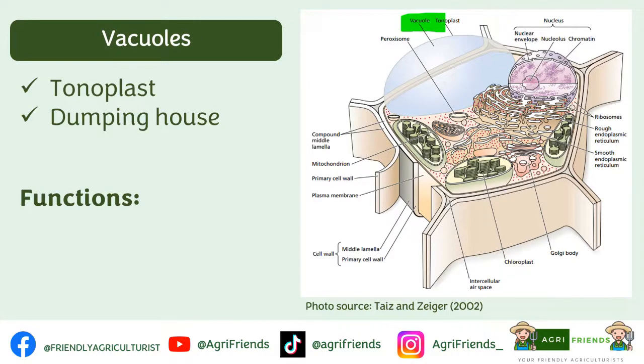Vacuoles are membrane-bound organelles enclosed by a unit membrane called tonoplast. It is also called the dumping house of the cell. The functions of vacuoles include absorption of toxic products, storage of various metabolites, and maintaining water balance. It is also involved in the breakdown of macromolecules and in the recycling of their components within the cell.